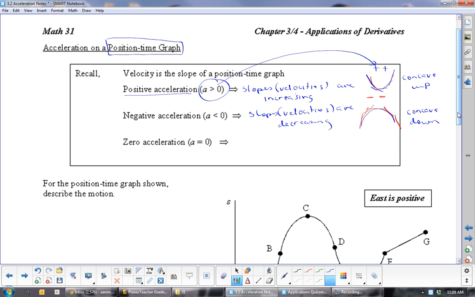Now when you have zero acceleration, what would you expect? Constant slope. Very good. Okay, so that's when the slopes are constant. What does a constant slope look like on a graph? Straight line. Okay, so if you drove to Calgary at exactly 100 kilometers an hour, that is zero acceleration, right?